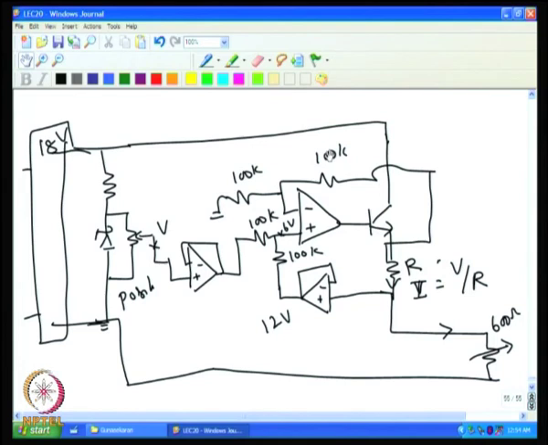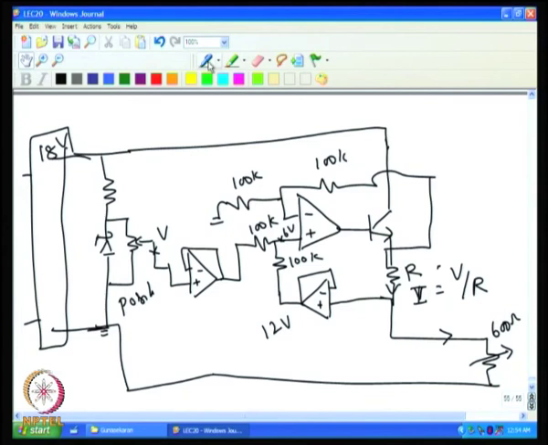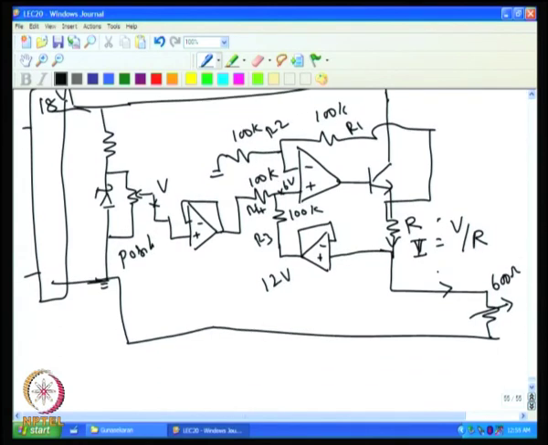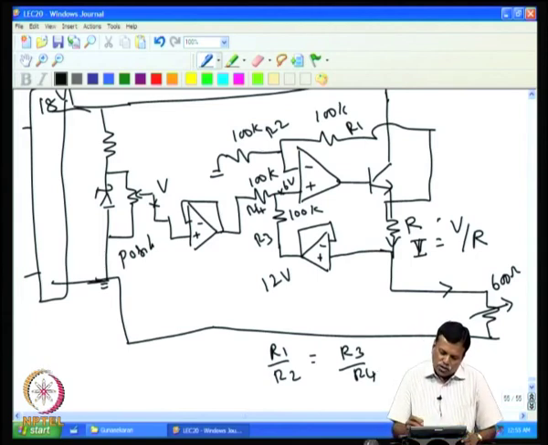Essentially, we call this ratio R1 and R2, and this is R3 and R4. If the circuit has to work independent of this resistance value, that is, the accuracy is to be maintained, then I have to make sure that the ratio R1 by R2 is exactly maintained as R3 by R4. Ideally speaking, 1:1 is okay, but nevertheless the ratio has to be maintained.